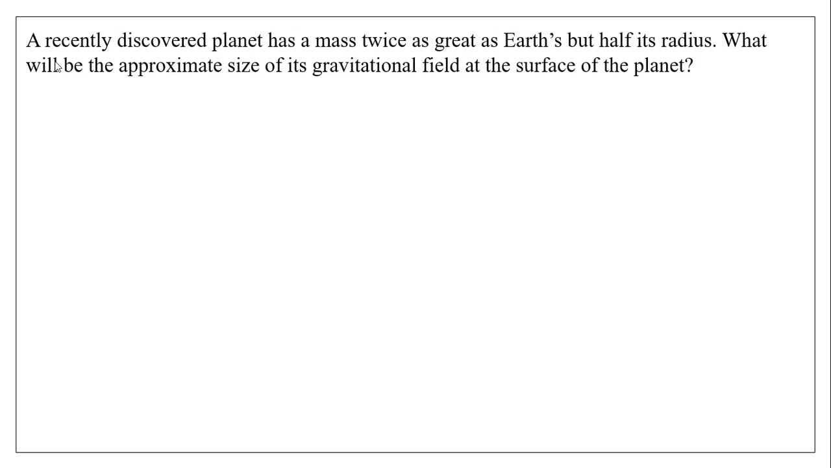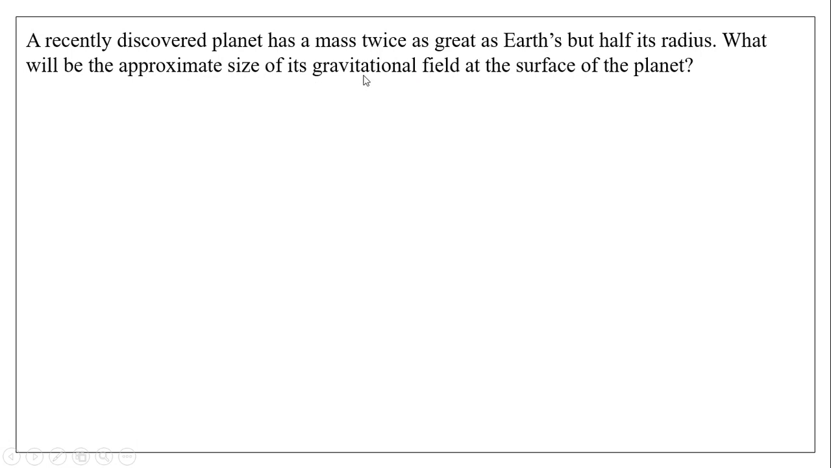Here in this problem, we have a recently discovered planet that has a mass twice as great as Earth's, but half its radius. What would be the approximate size of its gravitational field at the surface of the planet? So the first thing I want to point out is the language here. Twice would imply 2 times, and then half would imply divide by 2. And gravitational field is just fancy for saying acceleration due to gravity. Okay, so keep the wording here in mind.